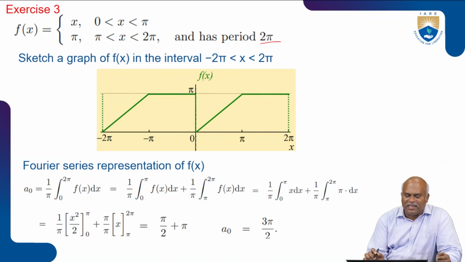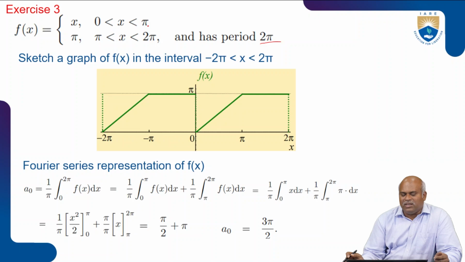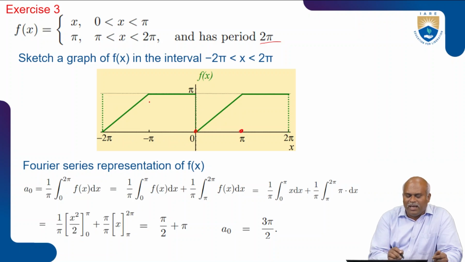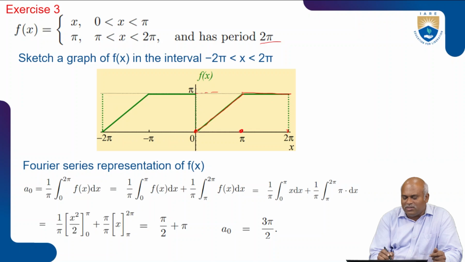So x increases from 0 to pi. Okay, I take pi, that will be represented as 0 to pi. What will happen? It increases as a ramp signal. After that, from pi to 2 pi, the amplitude is equal to pi. Here I write pi. Okay, so this is the signal.